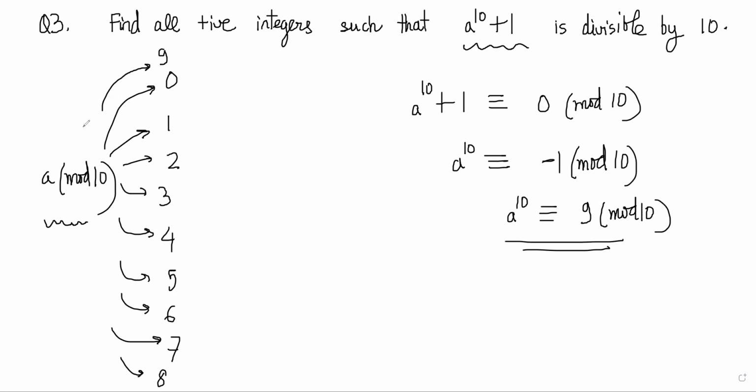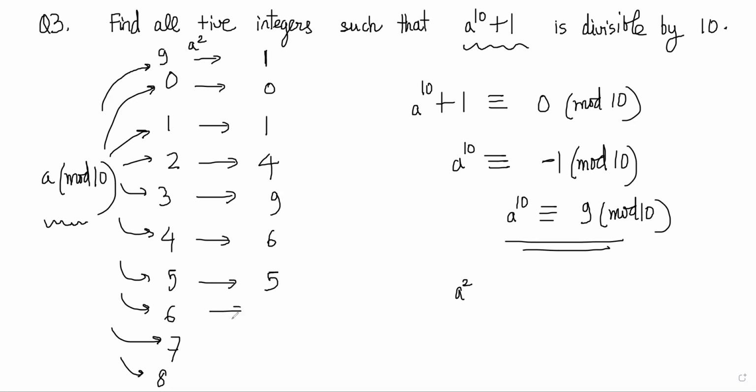a square, right? If you think of a square, I'm doing a square mod 10, okay? Here it will be 1, here it will be 0, here it will be 1, here it will be 4, 9, 16, and that will become 6, 5, 6, 7 square 49, so 9, and 8 square is 4, 64, so 4.